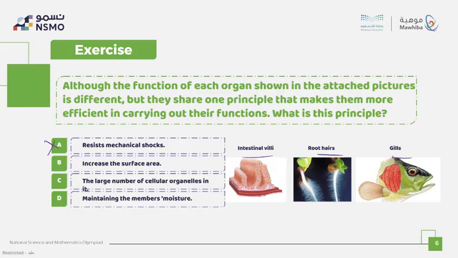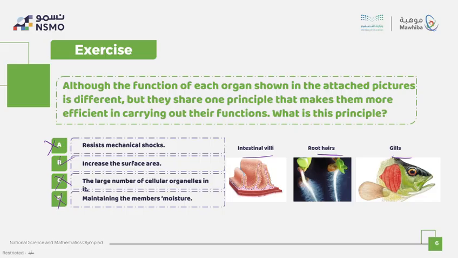What about increase the surface area? Yeah, we spoke about it. So this matches all the images. Increasing surface area improves efficiency. Okay, let's keep going. Large number of cellular organelles, that would also be unrelated because organelles inside the cells don't explain these structures. Okay, maintaining moisture, that would also be incorrect. Why? Because moisture is helpful but not the main shared principle here. You got it. So the right answer would be B, increase the surface area.